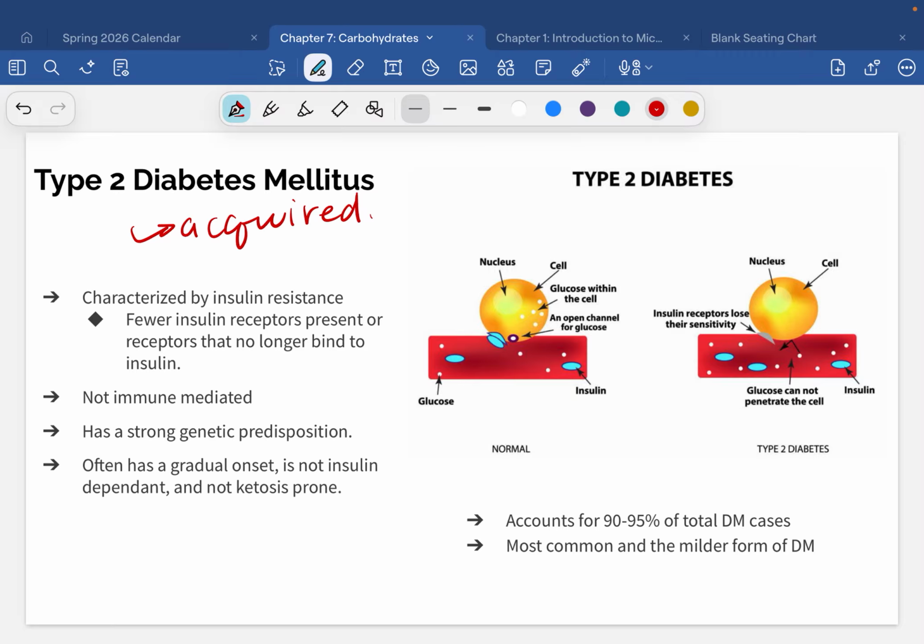So fewer insulin receptors present, or receptors that no longer bind insulin. So your body still has insulin. Your cells just don't respond to it as well. So it is not immune mediated. There is a strong genetic predisposition. Type 2 diabetes and insulin resistance tend to pass along in families, regardless of diet or exercise regimens.